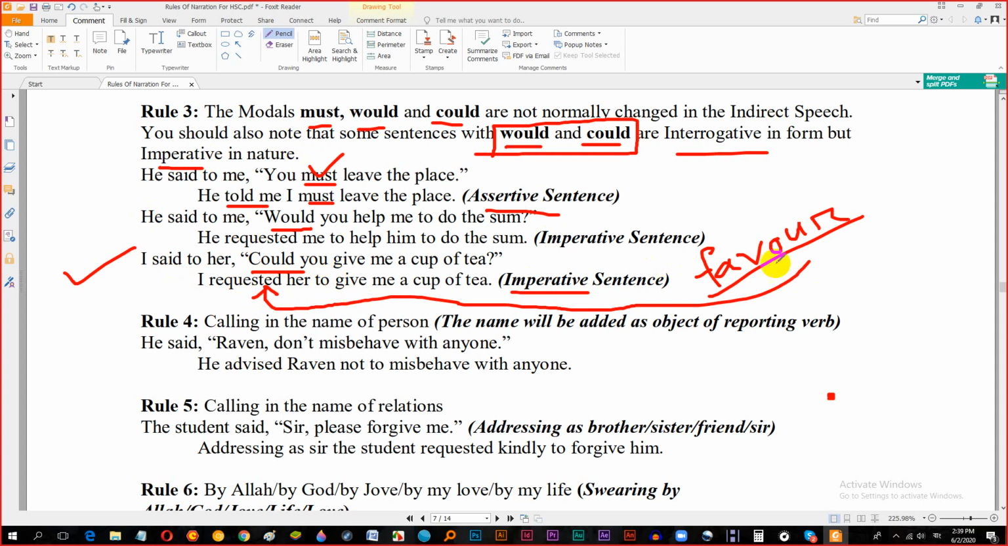Have you understood, all of you? Yes, sir. We find favor here. That's why we are just using this.